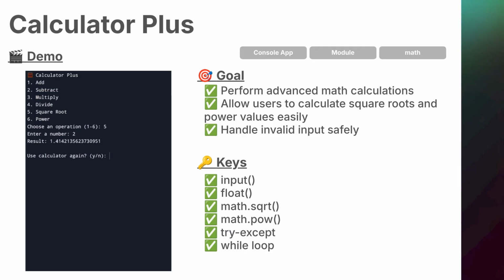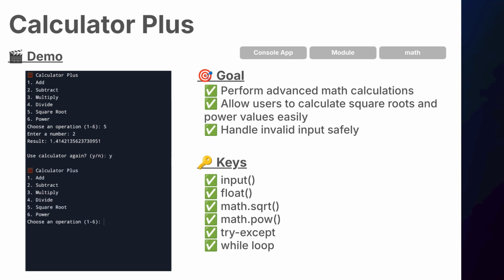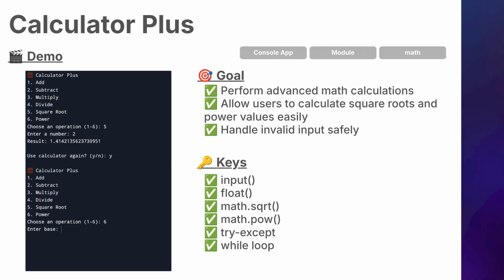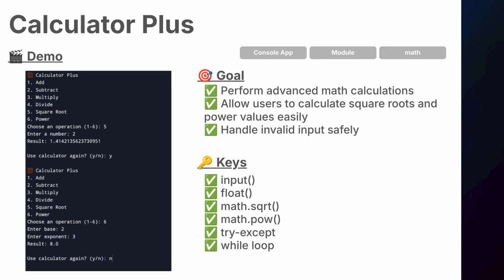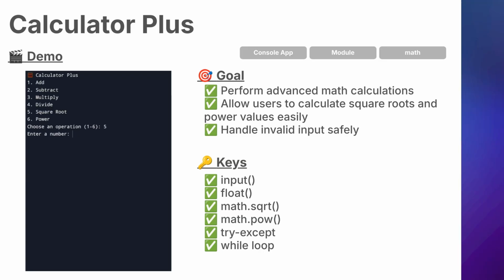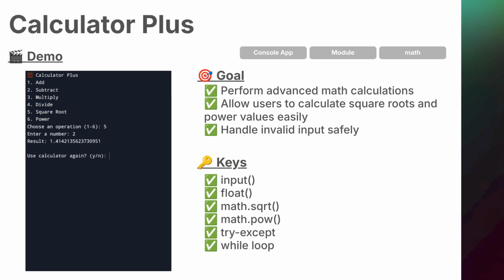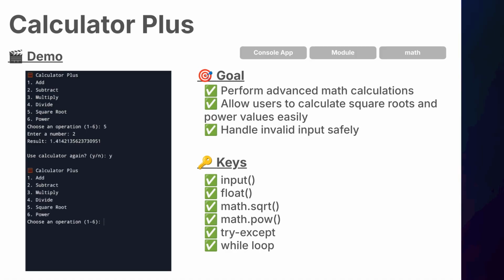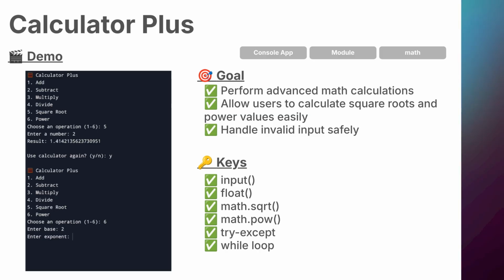When the program runs, you'll see a clear menu printed on the screen with numbered options. For example, the user might choose option 5 for square root, enter the number 2, and immediately see the result printed as the square root of 2. Or they might choose option 6 for power, enter a base of 2 and an exponent of 3, and get a result of 8. After each calculation, the program asks whether the user wants to continue, making it feel like a real interactive tool rather than a one-time script.